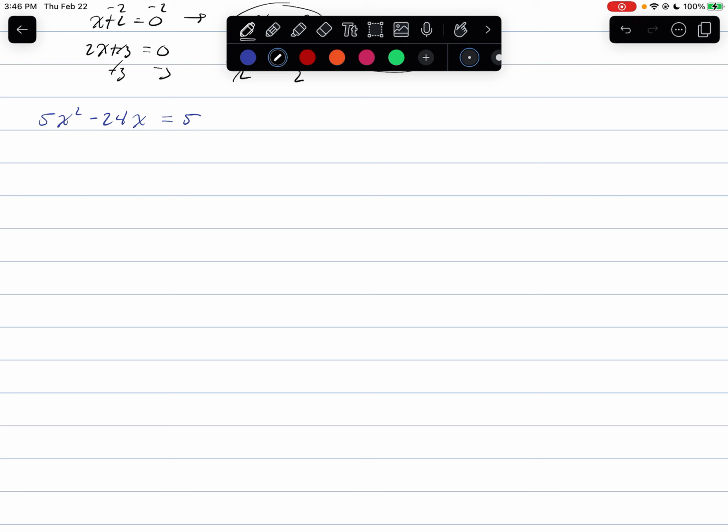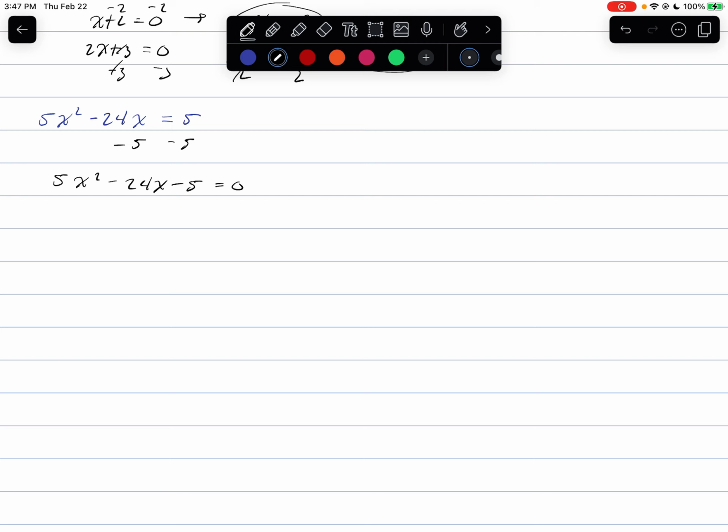Okay, so remember here, we have to make sure that the whole thing is set equal to 0 before we can start solving anything. Don't give into the temptation to try and solve it equal to 5. We need to move this 5 over to the other side. So that's going to give us 5x squared minus 24x minus 5 is equal to 0.